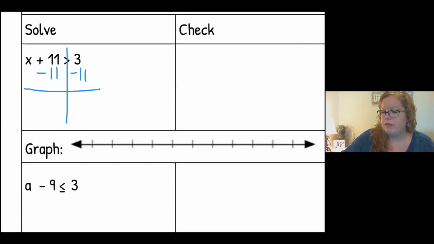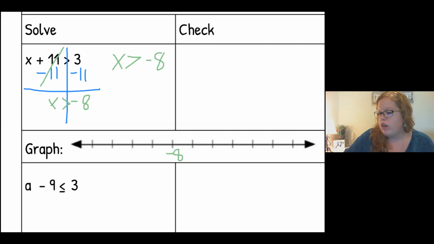So you're going to solve it. On the left-hand side, the 11s cancel out, which is what you want, x. And then 3 minus 11, I think is 8. It's negative 8. Okay? And then you're going to leave your symbol there. So I rewrite it here. This is saying anything greater than negative 8. So I'm going to come over here and graph it, put a negative 8.